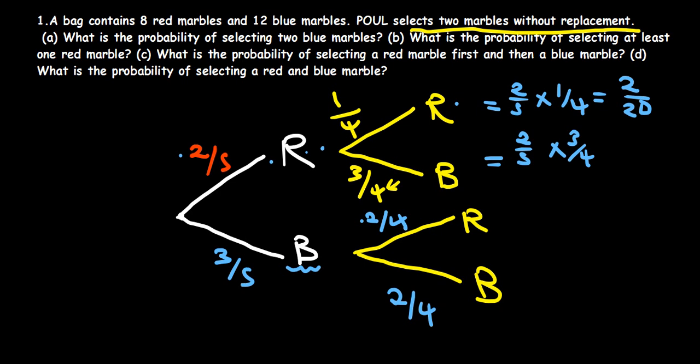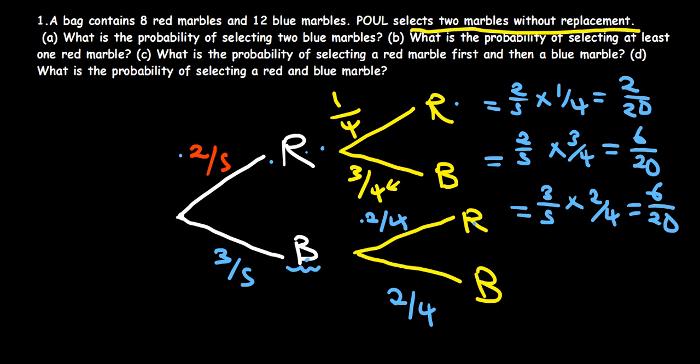So this here will give me what? It will give me 6 over 20. Okay, and then if I go, my first pick is blue, then a red one, it's just going to be equals to 3 over 5 multiplied by 2 over 4. So this here will be the same as this. So it will be 6 over 20.